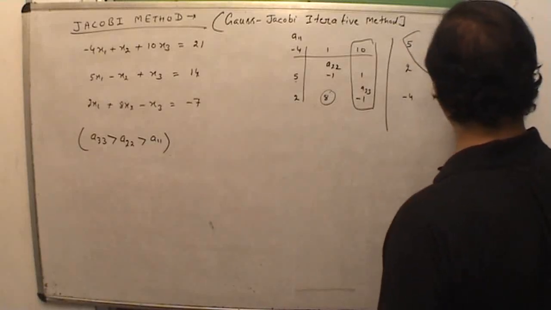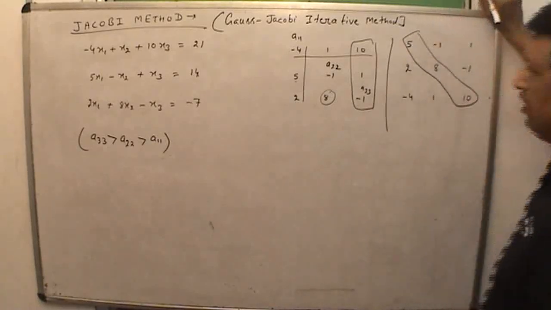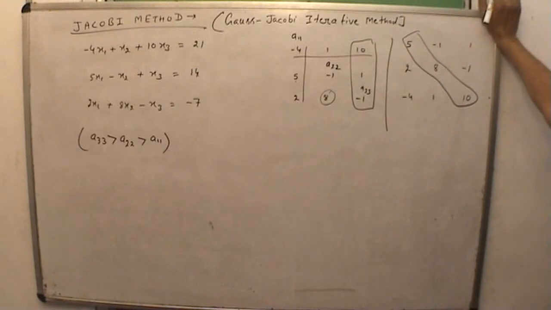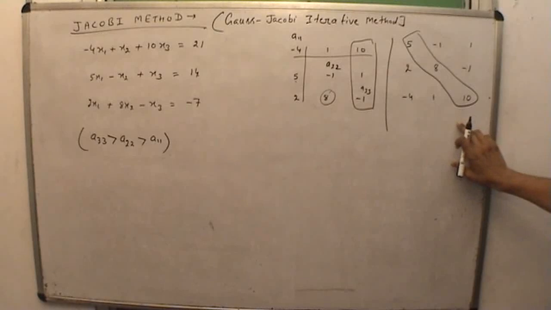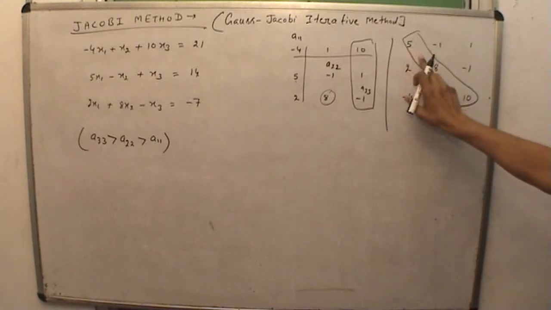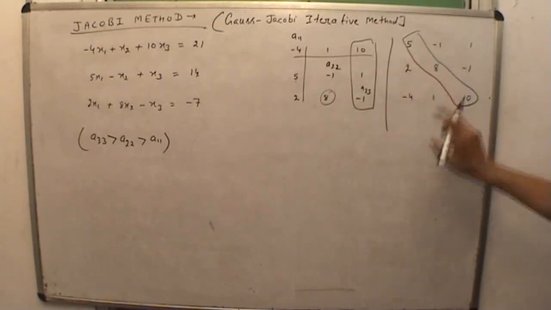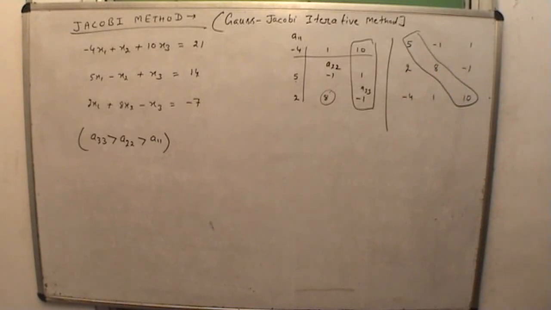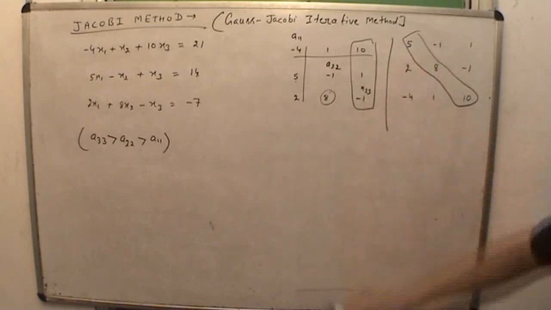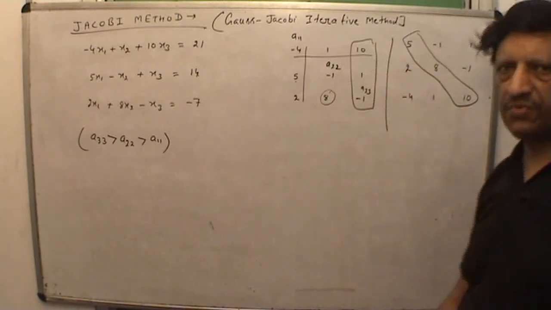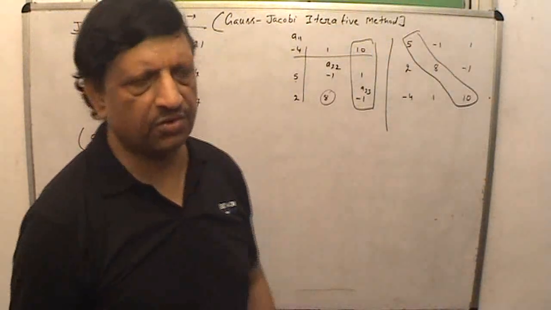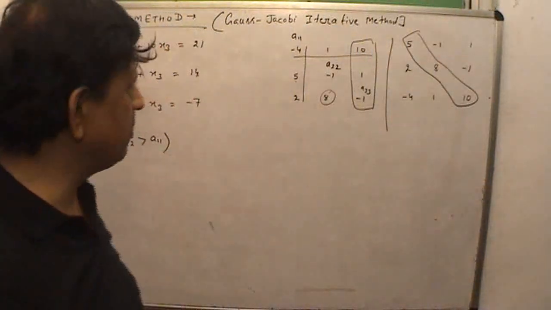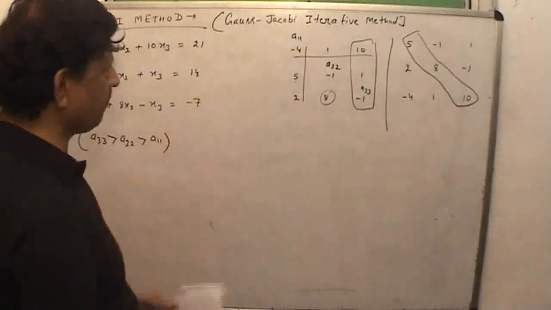Now we can see these diagonal elements, they are following this rule: A11 is less than A22 and A22 is less than A33, or we can say A33 is greater than A22 and A22 is greater than A11. In this way, we reshuffle the given system of equations. If it is already in the proper order, then there is no need. Here we will have to reshuffle the equations.